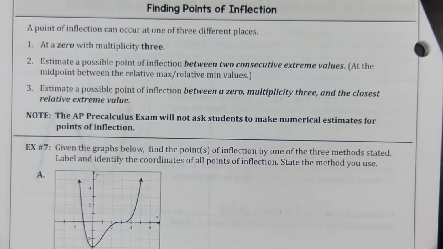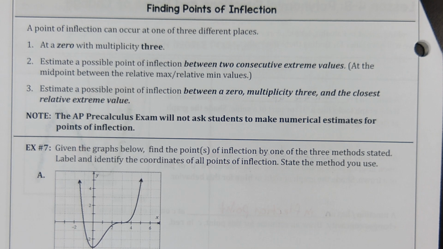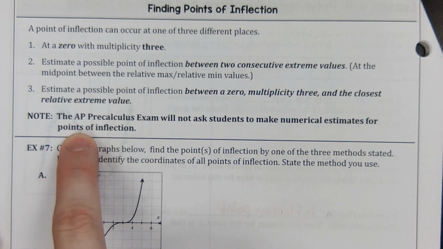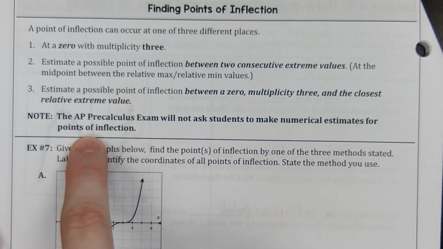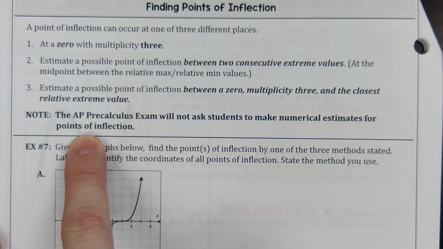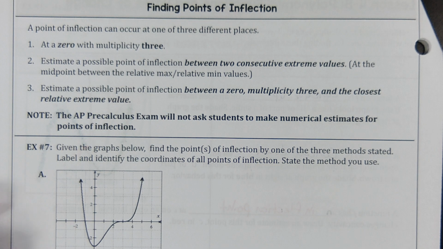So there are 3 ways that you can identify that a point of inflection has occurred. Don't worry, AP Precalculus will never make you estimate the value, okay? At least not on the exam, not the AP exam. I'm telling you though, what we do when we can is find the average between a maximum and minimum, you know, like go halfway between the two. But you won't be tested on that on the AP exam, so don't panic.